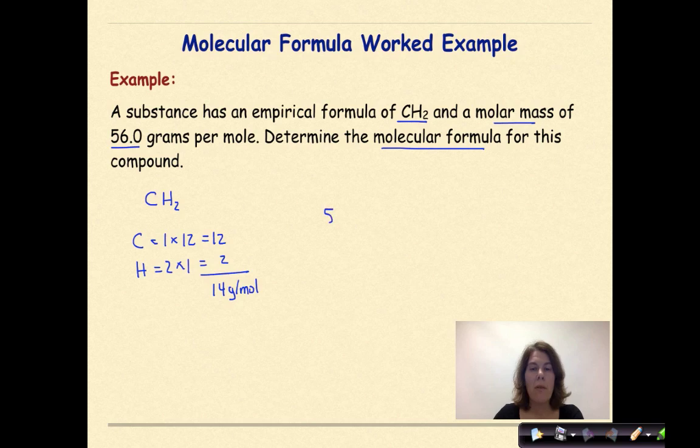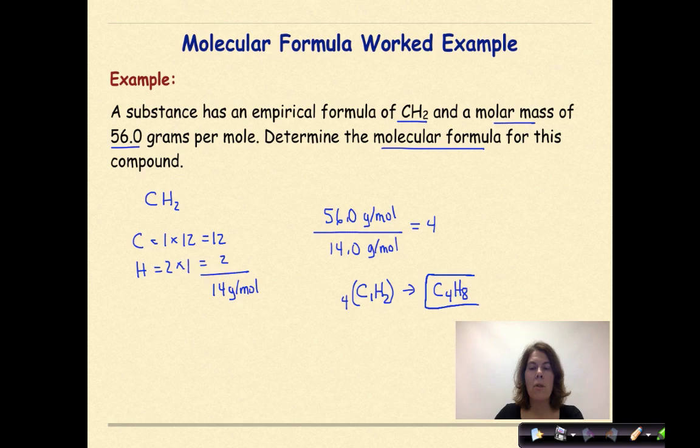We are given 56.0 grams per mole for our molar mass. We're going to divide that by 14 grams per mole. And when we divide this out, 56 divided by 14 is 4. So our empirical formula that's given to us is C1H2. We're going to multiply those subscripts by 4. So our molecular formula is going to be C4H8.